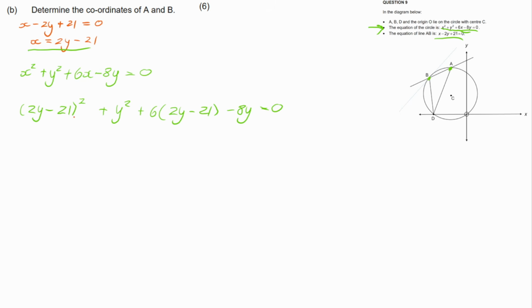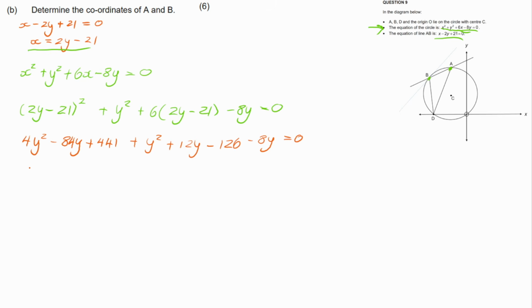So when I do this, I'm going to be using the short method, but you can write this bracket out twice. So you'll be getting 4y squared times these together. I'm going to cheat a bit and look at the memo. So this is minus 84y plus 441. Sorry, 441. So 441 plus y squared plus 12y minus 126 minus 8y is equal to 0.